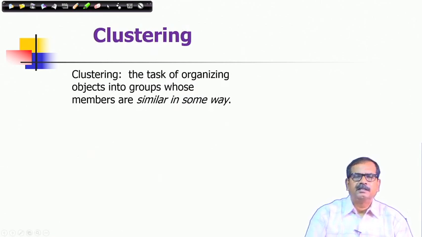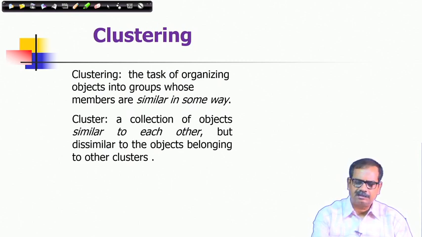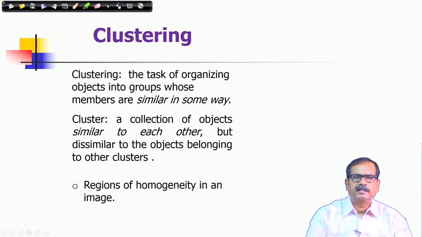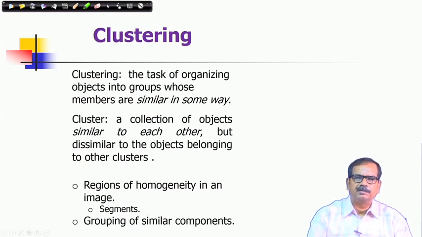Whereas clustering is the task of organizing objects into groups whose members are similar in some way. A cluster is a collection of objects which are similar to each other, but dissimilar to the objects belonging to other clusters. You can consider examples of clustering, such as finding regions of homogeneity in an image, which means you are deriving segments. This is also a problem similar to clustering, or grouping of similar components.